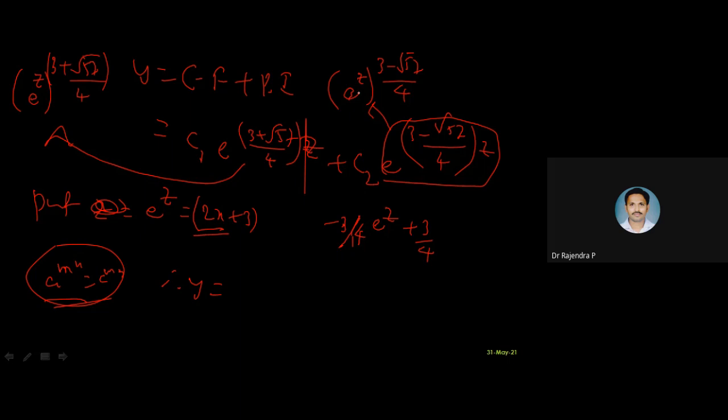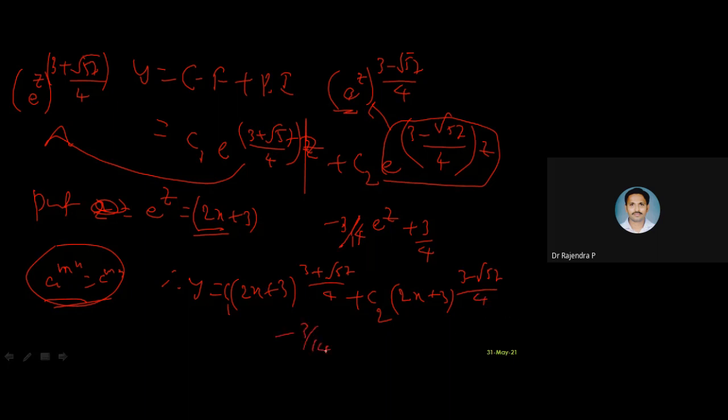When you are writing in e power z form, e power z means 2x plus 3, to the power 3 plus root 57 by 4, plus, this is C1 plus C2 again here. What is that? E power z means 2x plus 3 again, whole to the power of 3 minus root 57 by 4, and minus 3 by 14 into e power z, means again I will write 2x plus 3. This is our value for e power z, plus 3 by 4.